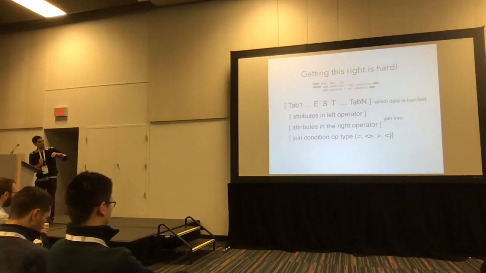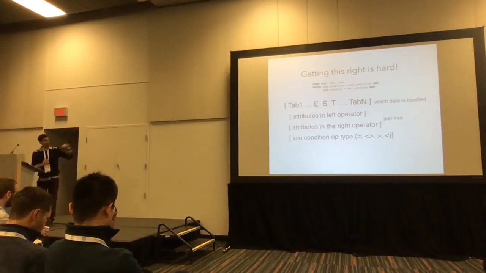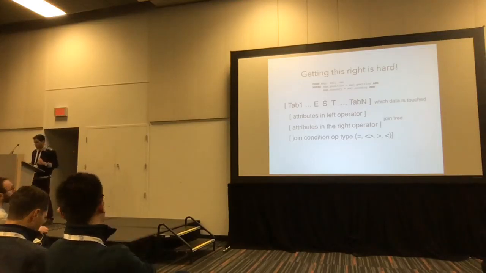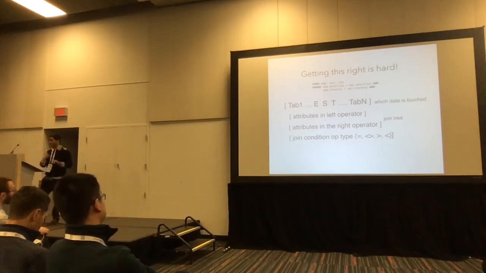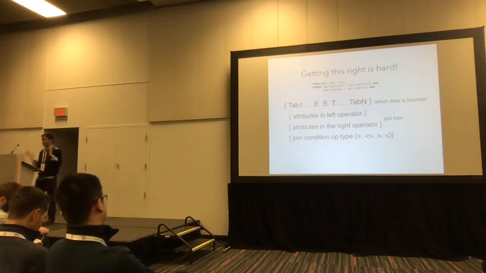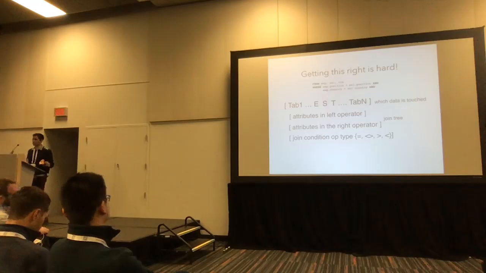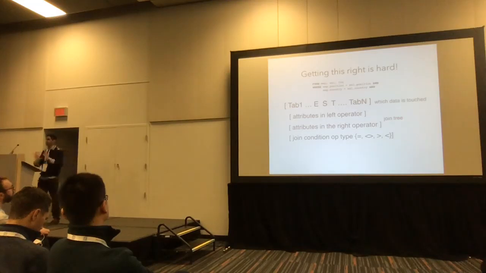So this breaks down into what data is touched: what tables show up in the query, attributes on the left side of the join, attributes on the right side of the join, and something about the type of operator that you're using, whether you're doing an equality join, an inequality join, greater than or less than, or some sort of a theta join. So it doesn't work for arbitrary expressions, right? It doesn't work if I have a user-defined function. It doesn't work if I have something complex in there.